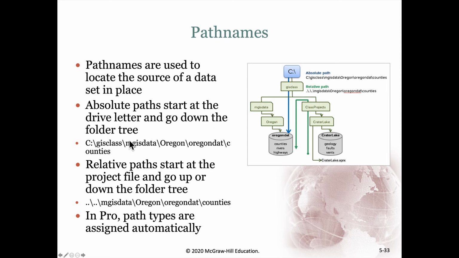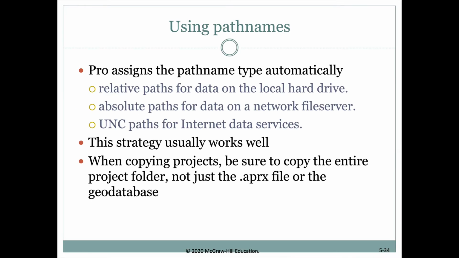But you can see this is the difference between the absolute path that begins with the drive letter that you're working on, and the relative path that begins with this backslash, which says in this folder that I'm in, this is where the data is. And in Pro, it's nice because these paths are assigned automatically. So you have the relative path, you have the absolute path, and if you're using a UNC path on the internet, it also stores that.